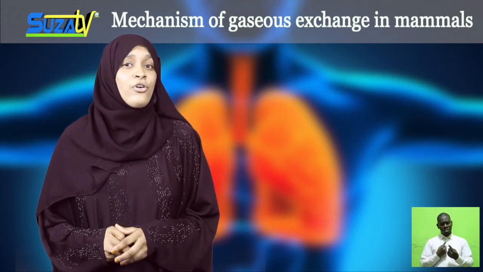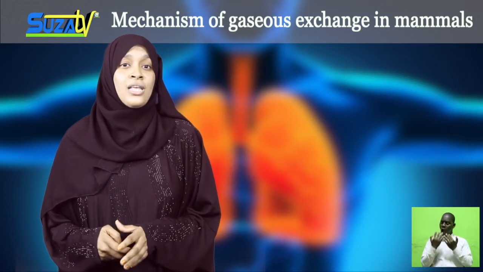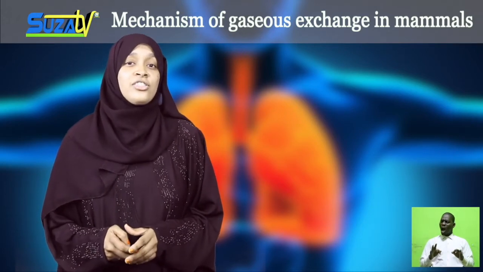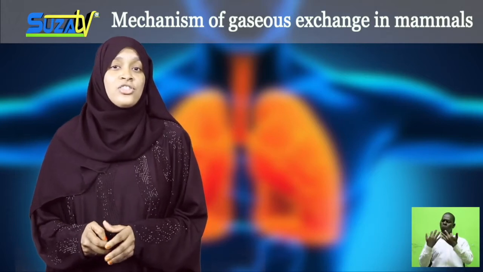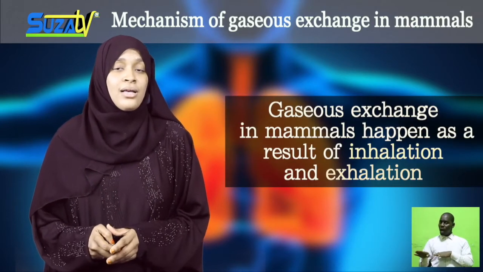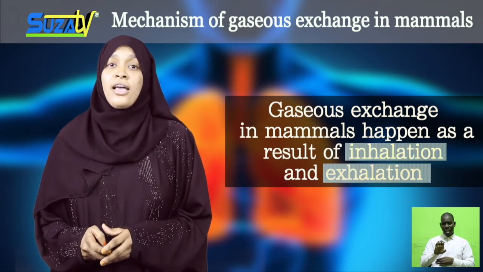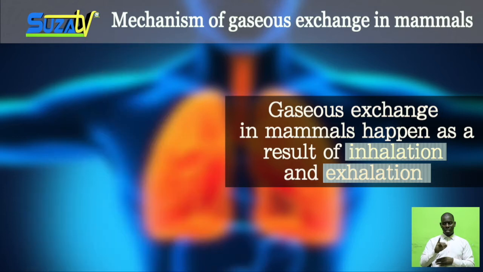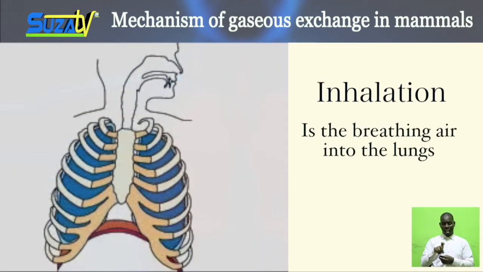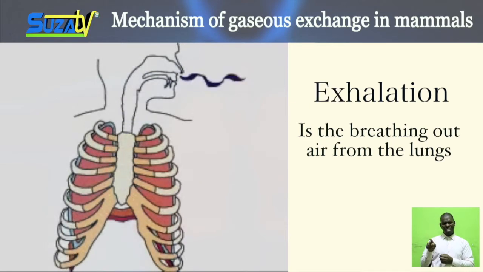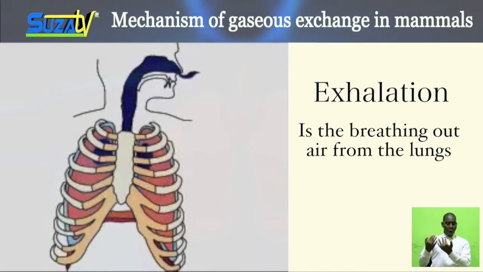Now, let's focus on today's lesson on gaseous exchange. How does gaseous exchange happen? Well, gaseous exchange in mammals happens as a result of inhalation and exhalation. Inhalation is breathing air into the lungs, while exhalation is breathing out air from the lungs.